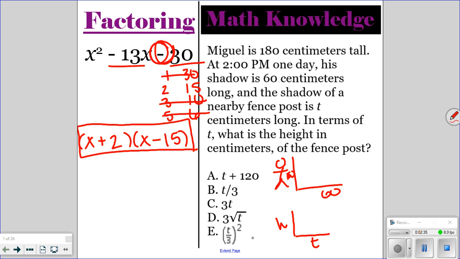So we're going to set up a ratio here. Height of Miguel is 180. Height of the fence post is just h. The shadow of Miguel is 60, and the shadow of the fence post is t. And so we need to find the height. So cross multiply. 60h equals 180t. And then divide by 60. And 180 divided by 60 is 3 times t. So C would be your answer for the height of the fence post.